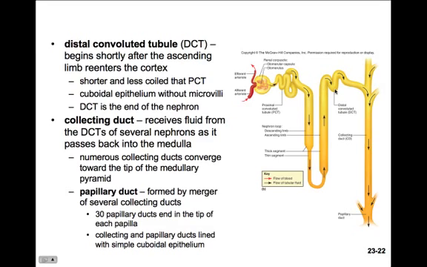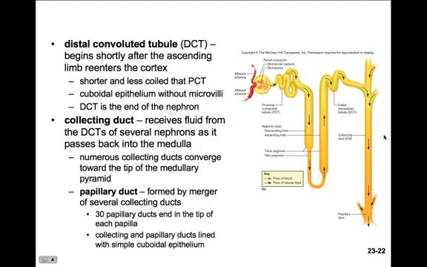It's shorter and less convoluted than the proximal convoluted tubule. It's got cuboidal epithelium, but no microvilli. Less absorption is occurring here. This is the end of the nephron proper. The distal convoluted tubule then dumps into the collecting duct.